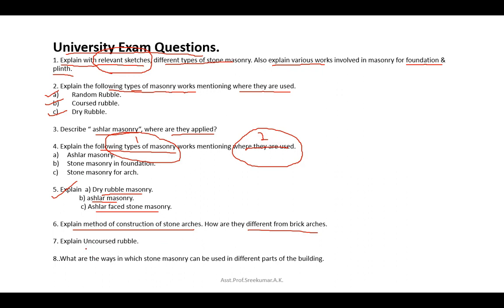So you have to do a comparative study between brick masonry and stone masonry. That's quite obvious from the question. Now coming to the seventh question, explain uncoursed rubble. And the eighth question, what are the ways in which stone masonry can be used in different parts of the building?